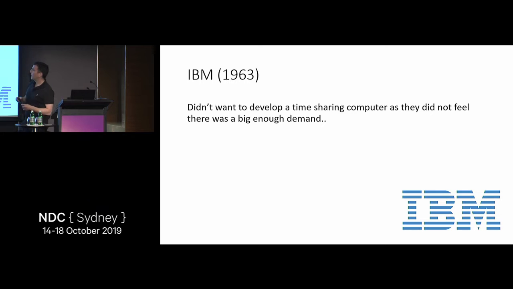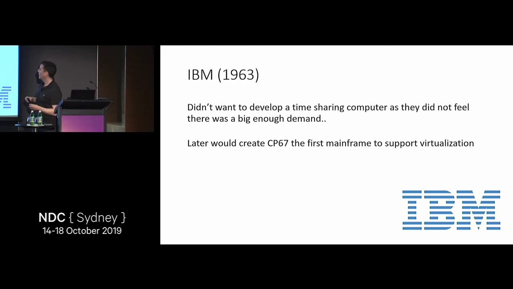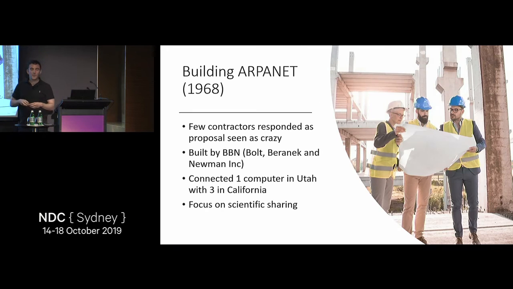IBM responds saying they didn't want to develop a time-sharing computer as they did not feel there was big enough demand. They did kind of redeem themselves later with the introduction of the first mainframe to support virtualization. But this Project MAC is going to make some important contributions to computing history. But we've got this idea of this network now, but it's not been built. It's all in theory, it's all in people's heads, and it's going to need to be built.